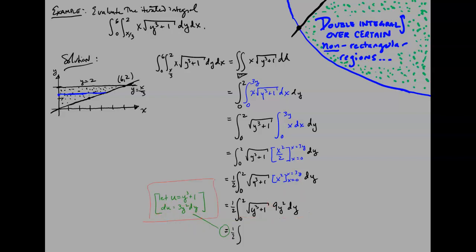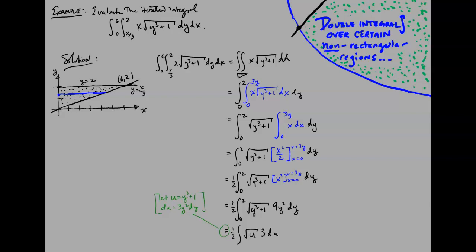And now we've got our little dictionary to translate our whole integral over from the language of y to the language of u. When we do that, this thing, instead of being the square root of y cubed plus 1, becomes the square root of u. And then what about this stuff right here, 9y squared dy? Well, if we go to our dictionary, 3y squared dy is du, so 9y squared dy would be 3 times that, in other words, 3 du. So I'll put 3 du down here.